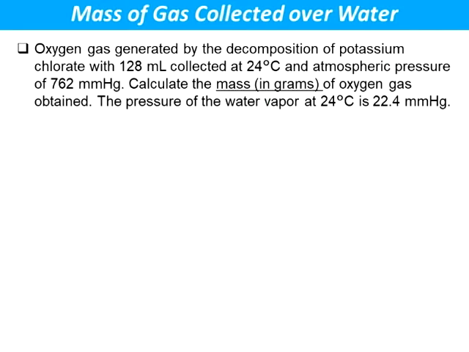Let's carry out another calculation. Oxygen was generated by the decomposition of potassium chlorate with 128 mL collected at 24 degrees C and an atmospheric pressure of 760 millimeters of mercury. Calculate the mass in grams of oxygen gas. The vapor pressure of water at 24 degrees C is 22.4 millimeters of mercury.